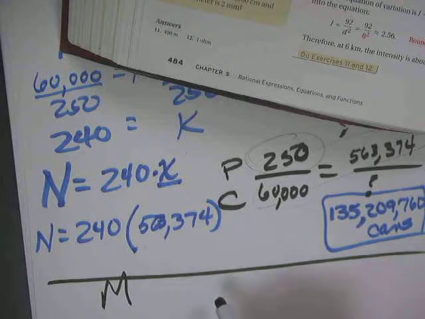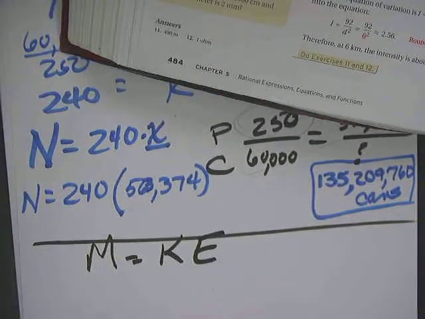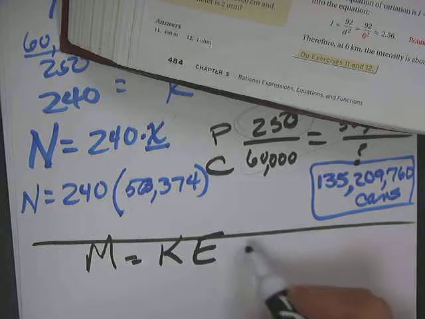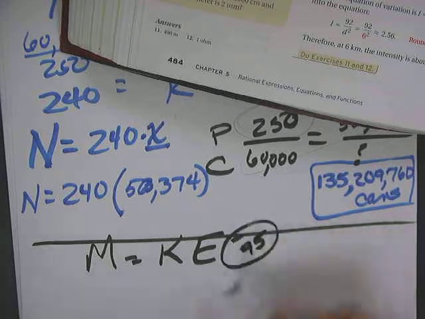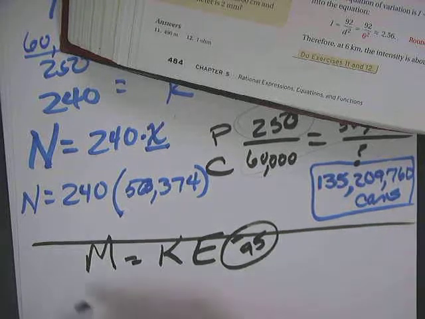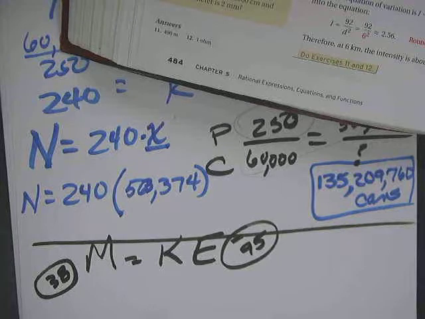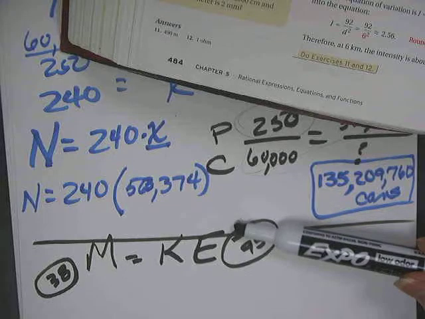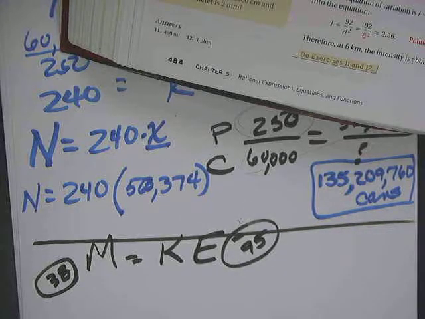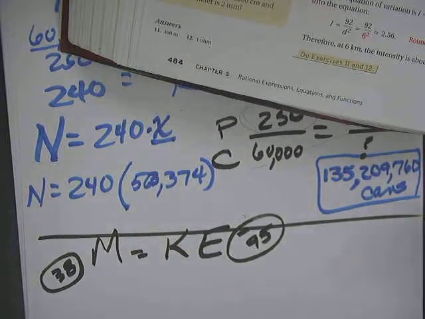Okay, let's do another one. The weight, M, of an object on Mars varies directly as its weight E on Earth. A person who weighs 95 on Earth weighs 38 on Mars. So how much would a 100-pound person weigh on Mars?